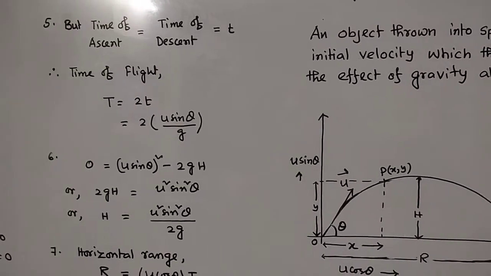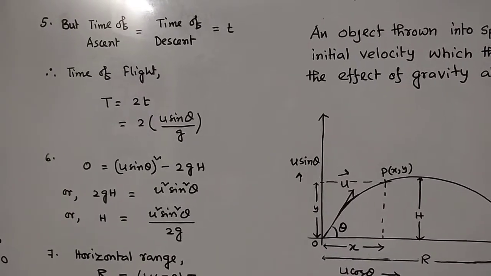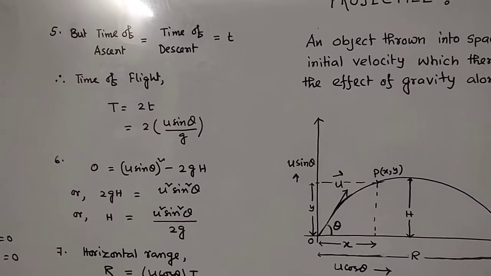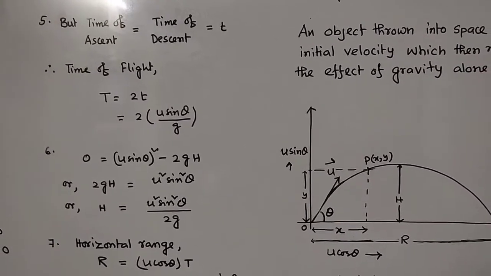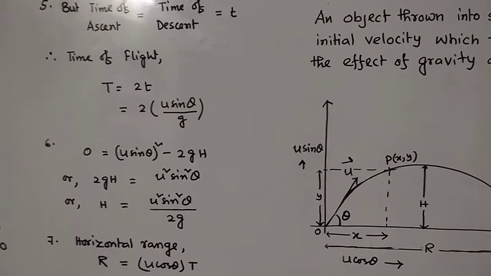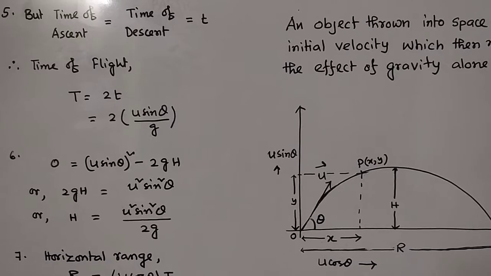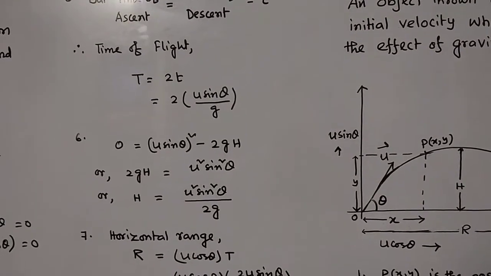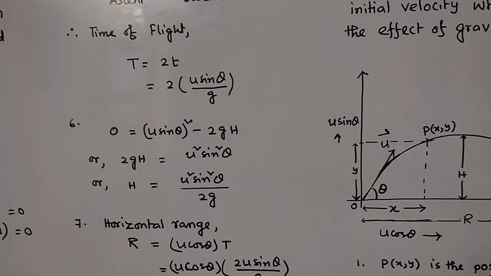Now to attain maximum height, again we have to use v square equal to u square plus 2as. Here at maximum height the final velocity v is 0. The initial velocity is u sin theta, so 0 equals u sin theta whole square minus 2gh, because it is against gravity. So 2gh equals u square sin square theta, so h equals u square sin square theta by 2g.